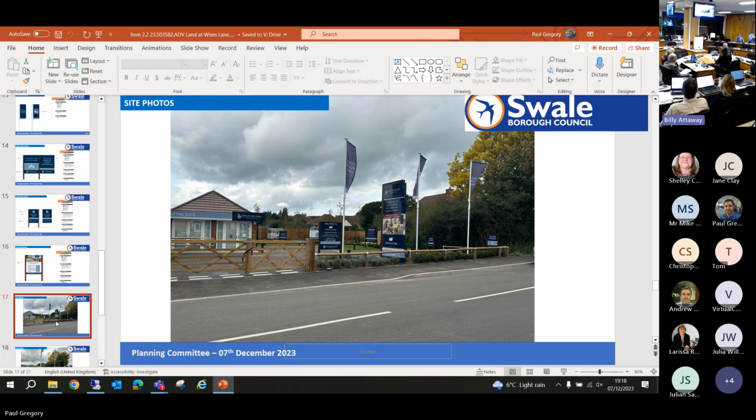Chairman and members. Thank you for the opportunity to speak tonight in support of the application which seeks advertisement consent for the installation of signage and flagpoles associated with the development site Land at Wises Lane, also known as Applegate Park. The intention of the proposed signage is to direct visitors to the sales area on site, assisting with wayfinding and access. This helps to manage traffic to the site and reduce the potential for impacts on neighbouring residents.